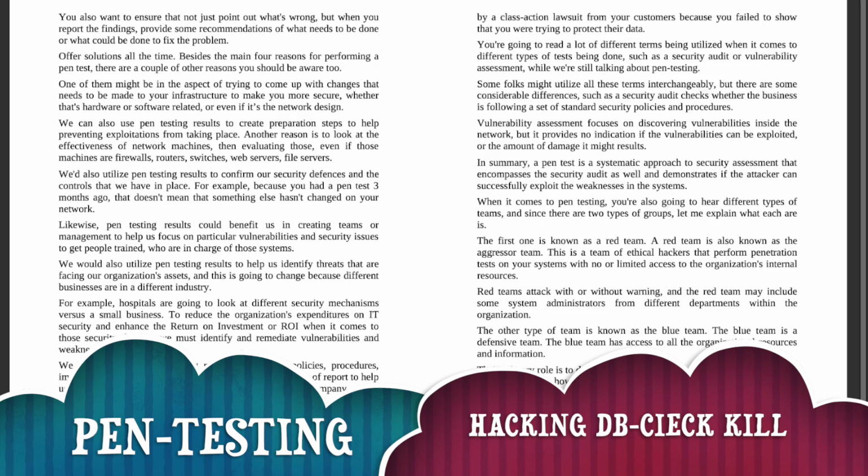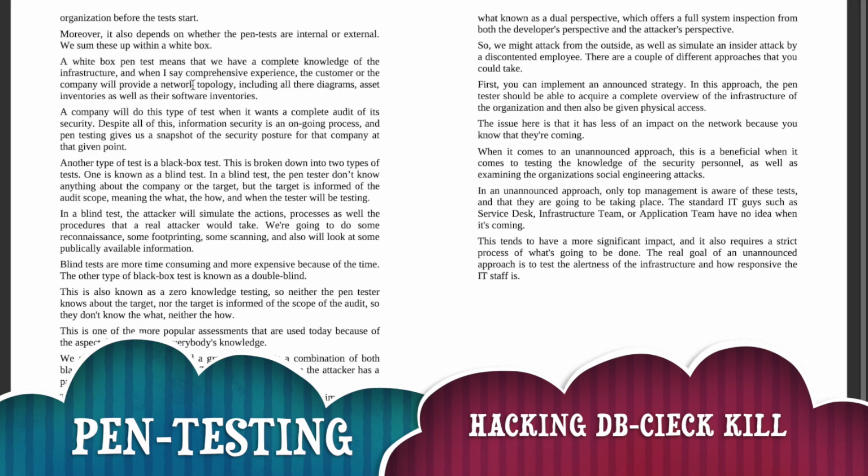The other type of team is known as the blue team, and the blue team is a defensive team. The blue team has access to all the organizational resources and information. The primary role is to detect, mitigate, and respond to red team activities and anticipate how a surprise attack might occur. The blue team may include some system administrators and standard IT staff. It is the less expensive and the most frequent assessment approach.